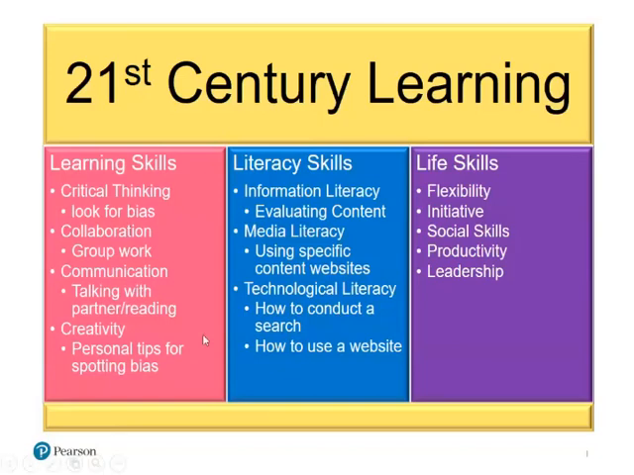And then we have creativity. That's where they create their own personal tips to recognize bias in the future. So we were learning how to recognize bias using all 4 of our learning skills. We were also using our information literacy skill of evaluating content. So we're digging into the content and making sure it's appropriate.